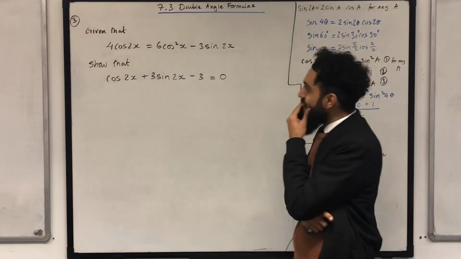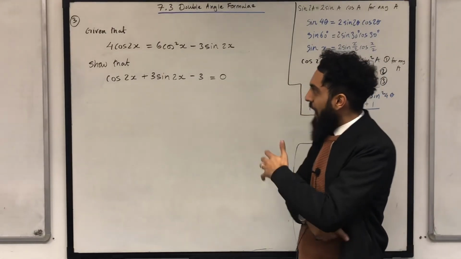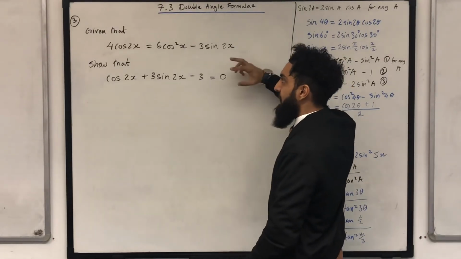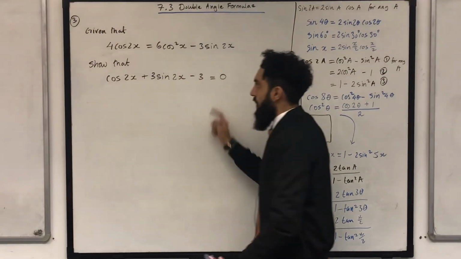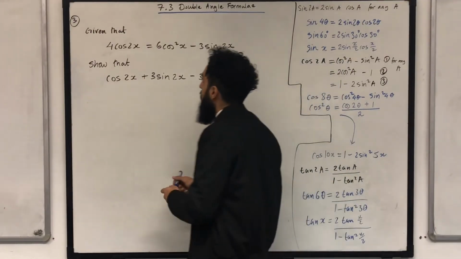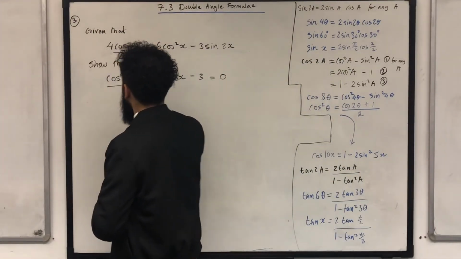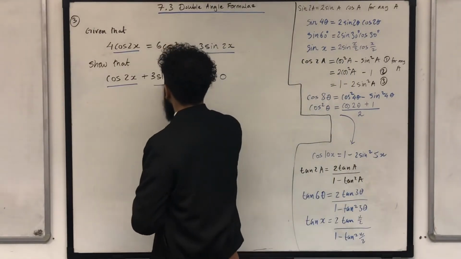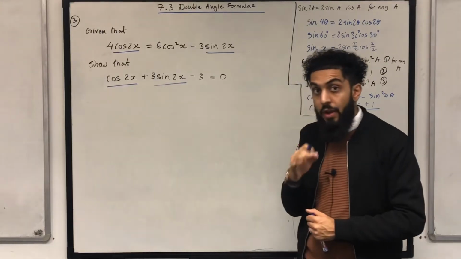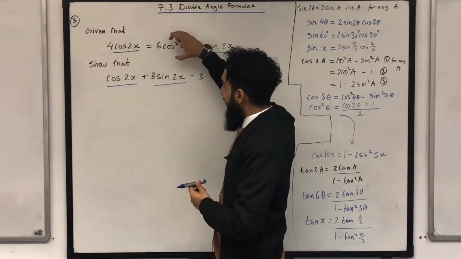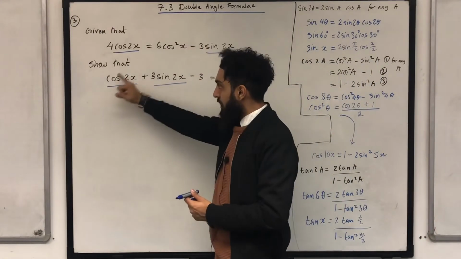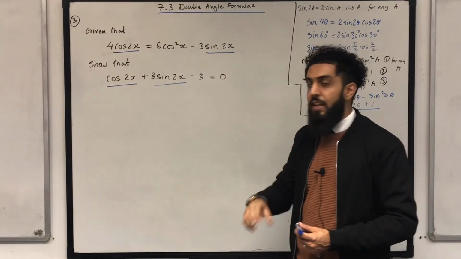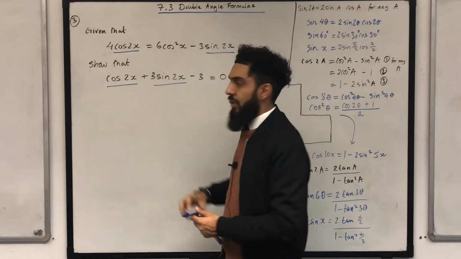So, what do I do here? Right, what I need to do is start off with this equation, manipulate it, and end up with this equation. My first observation is that there is a cos 2x here, cos 2x here. Second observation, there is a sine 2x here, sine 2x over here. Third observation, there is a cos squared x in this equation, but no cos squared x in this equation. So what I need to do is eliminate the cos squared x in this equation.